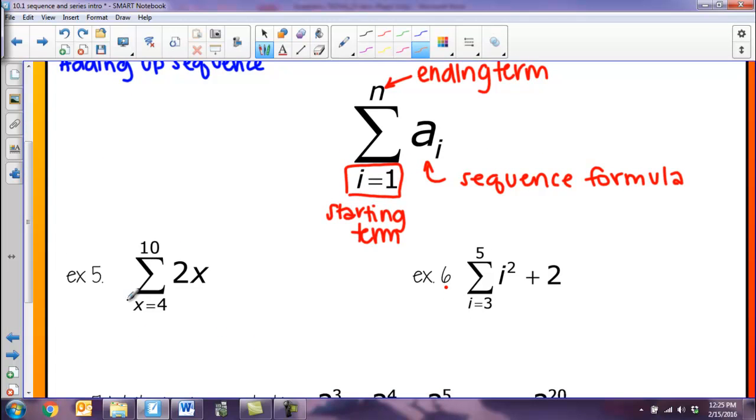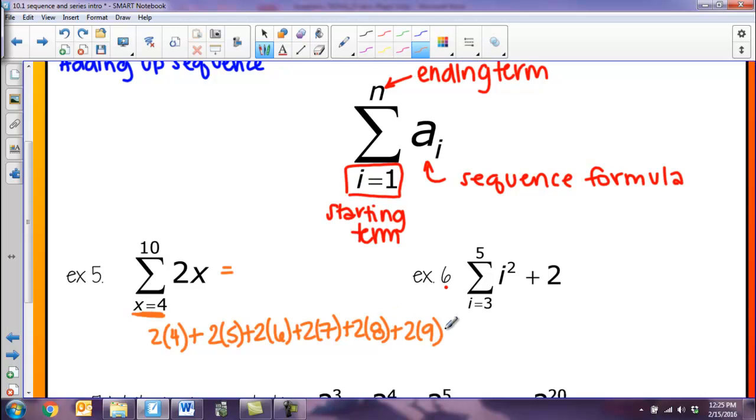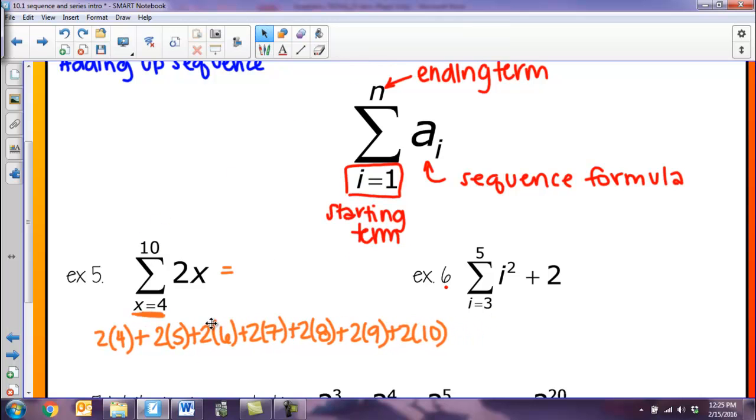So I have the summation from x equals 4 to 10 of 2x. All this is saying here is I want to take the sum of the sequence made by this formula from 4 to 10. So all I'm going to do is start plugging in at this starting number. I'd have 2 times 4 plus 2 times 5 plus 2 times 6 plus 2 times 7, all the way out until I hit my stopping number. And my stopping number is the one on top. So it says keep plugging in until you get to 10.